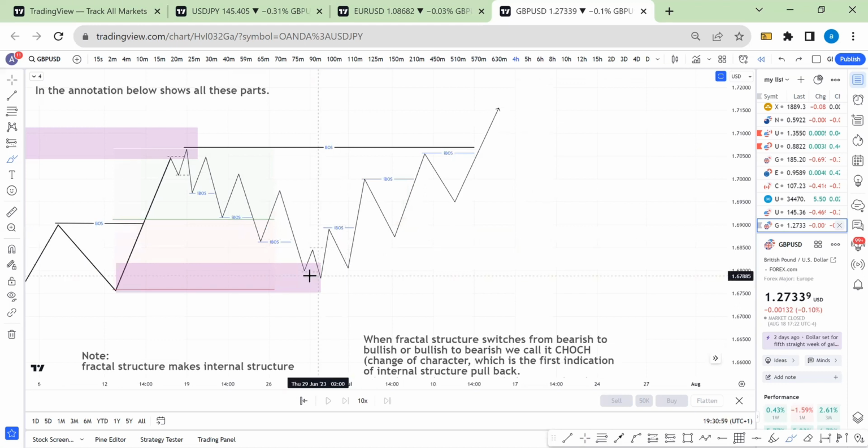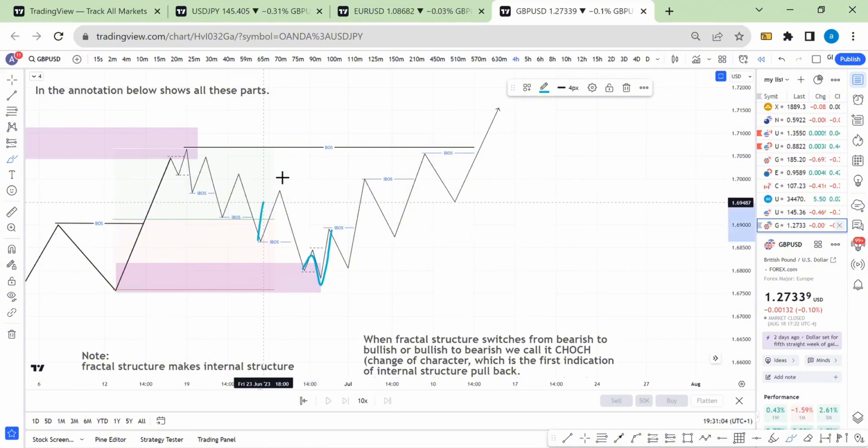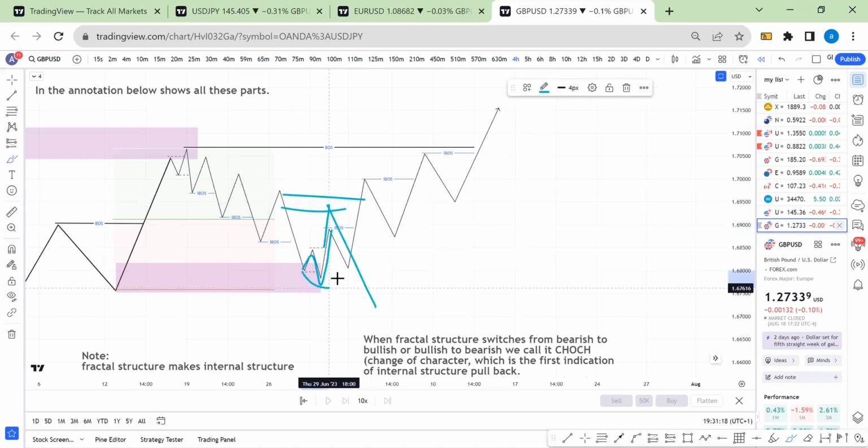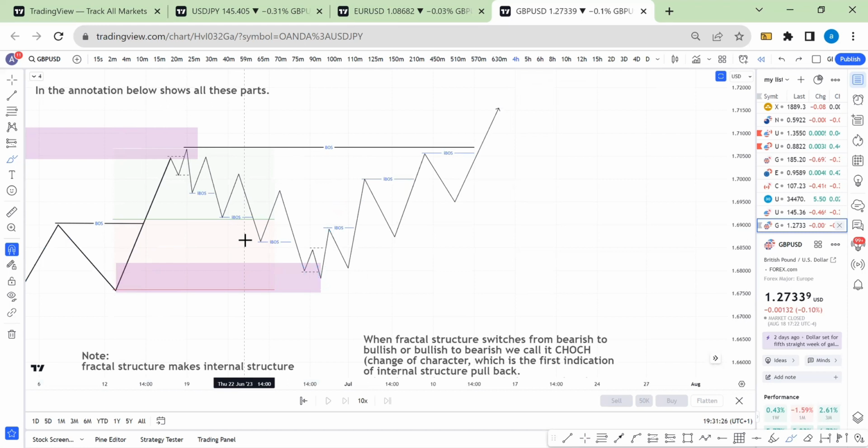Basically at this point, after this change of character, this internal structure is still bearish. So sometimes what happens is that price will just pull into the supply zone of this internal structure, then go down, then your order block fails. That's why you may decide to want to see some internal structure break to have more assurance that this zone will hold.